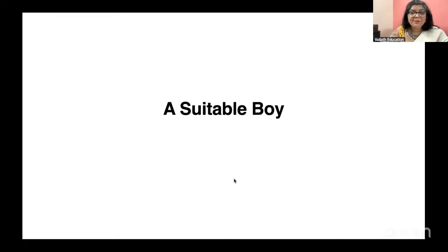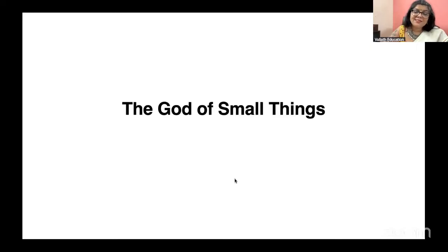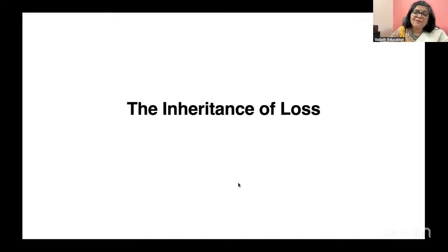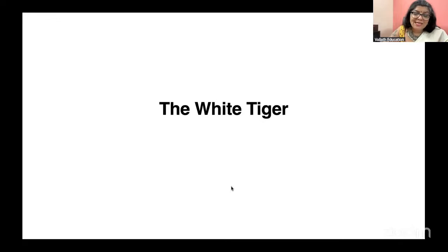Right. A Suitable Boy, Vikram Seth. The God of Small Things, Arundhati Roy. Wonderful. Clear Light of Day, Anita Desai. You should remember the other works of Anita Desai, the first work being Cry, the Peacock. The Inheritance of Loss is by Kiran Desai, Anita Desai's daughter.